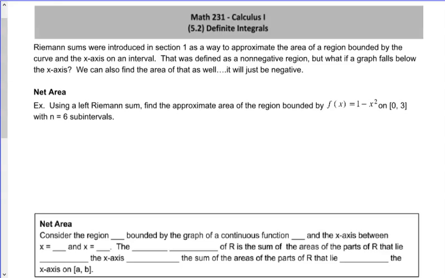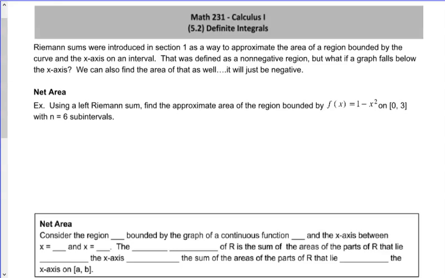Right, welcome to section 5.2, where we are going to build upon the knowledge that we learned in section 5.1 on Riemann sums. These were ways that we could use to approximate the area of a region bounded by the curve and the x-axis on an interval. That was defined as a non-negative region, where it was always positive for what we saw.